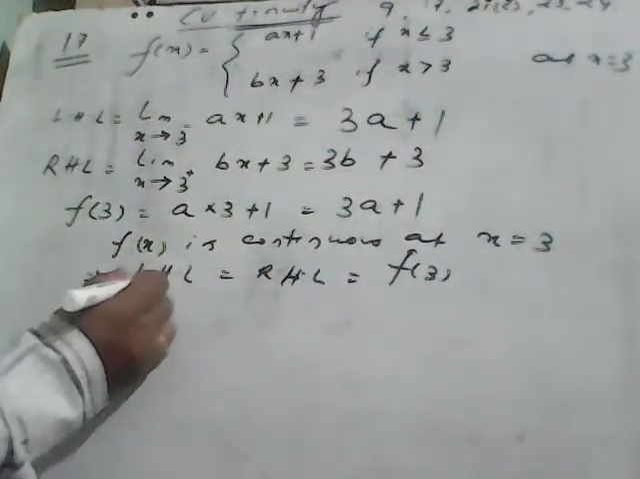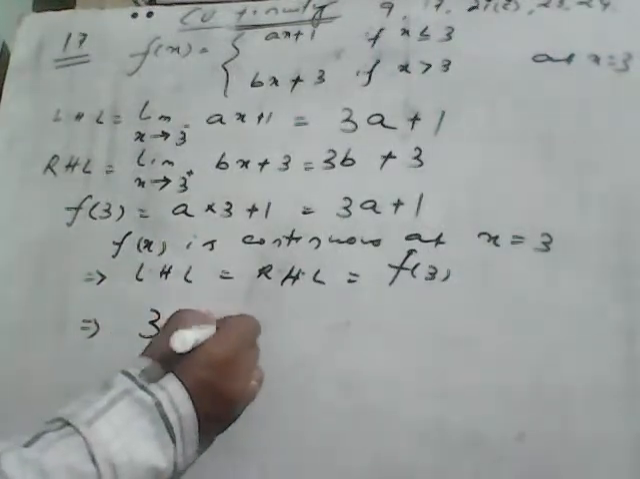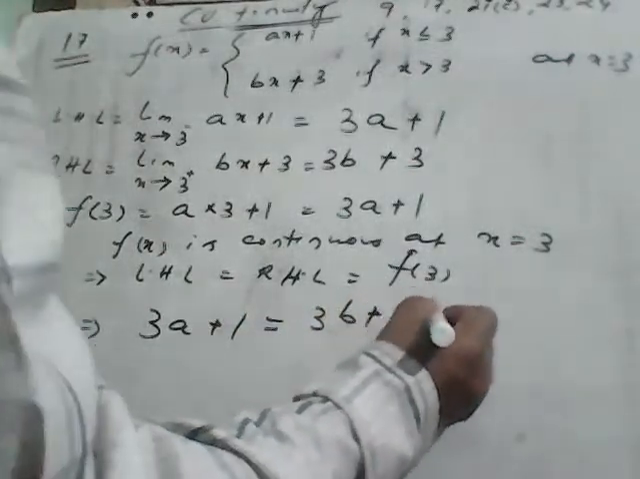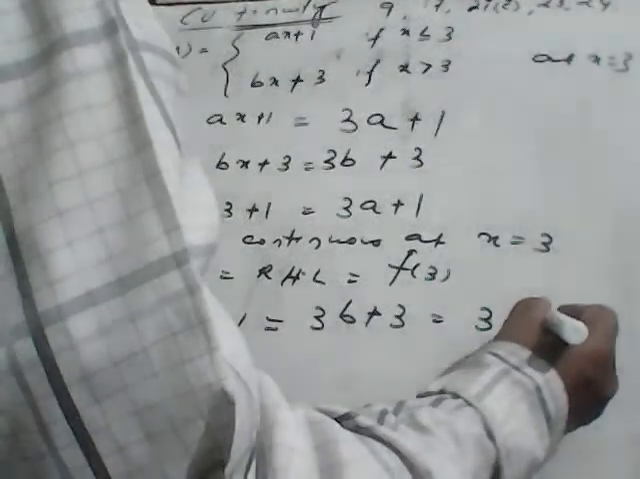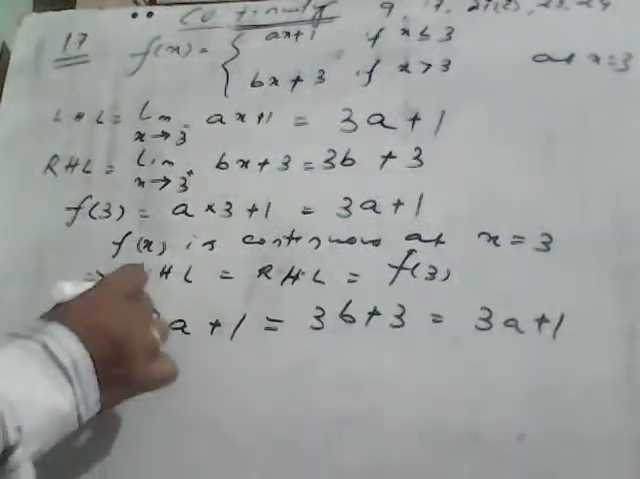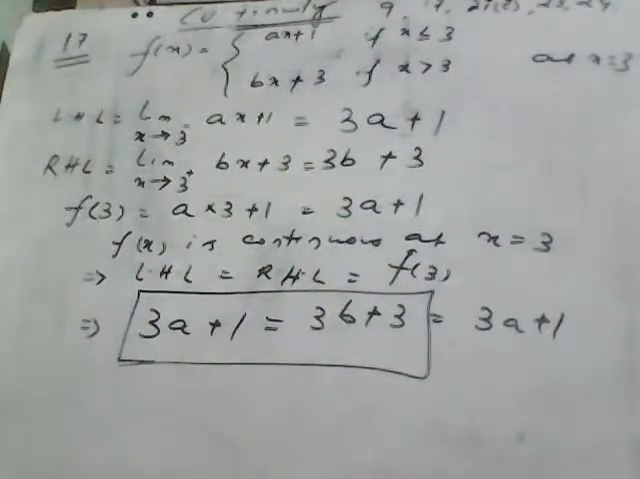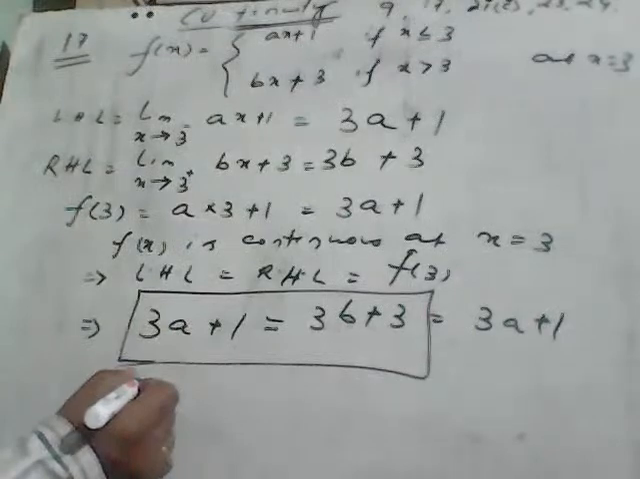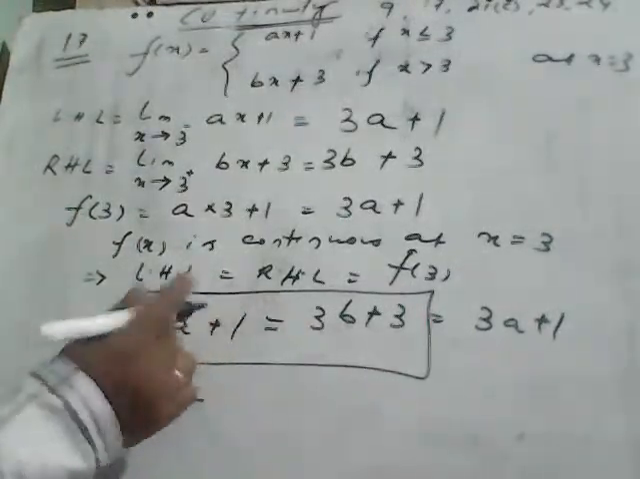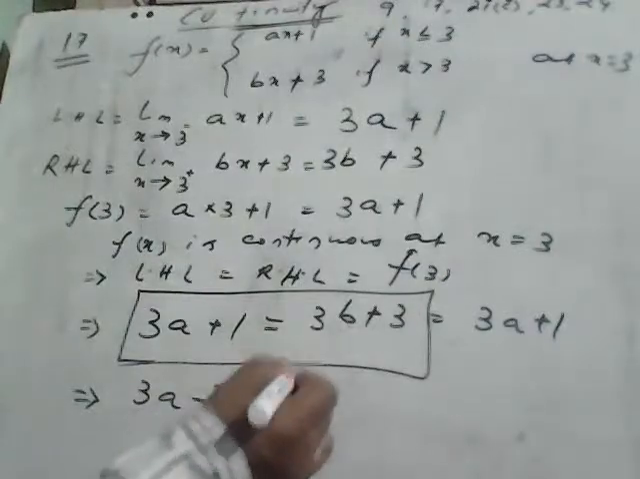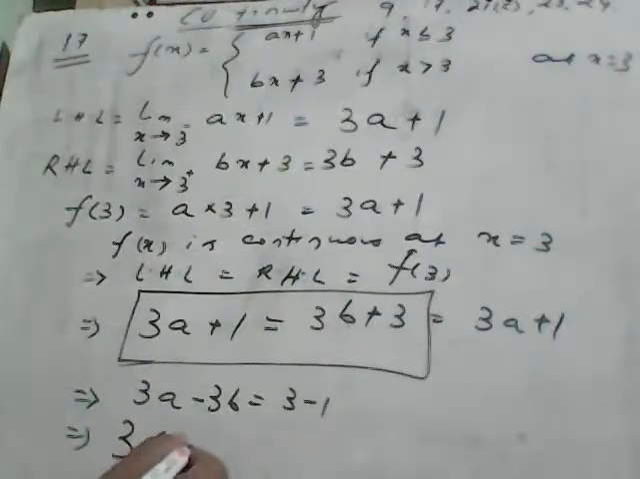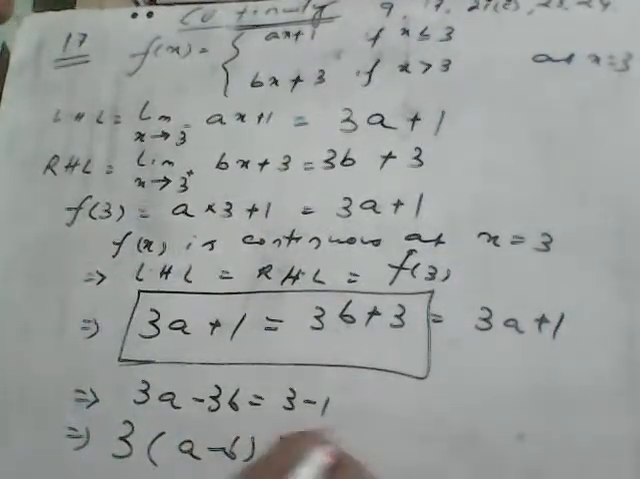Put the values. Left hand limit is 3a plus 1, equal to 3b plus 3, equal to again 3a plus 1. These two terms are the same, so no need to take them twice. Now take this part and find the relationship between a and b. Taking this part, you'll get 3a minus 3b equal to 3 minus 1. If we take 3 common, a minus b equal to 2.